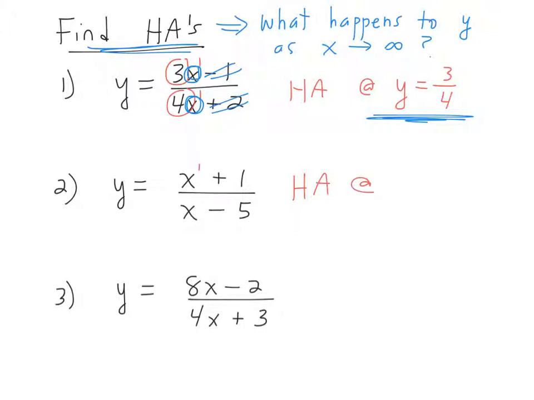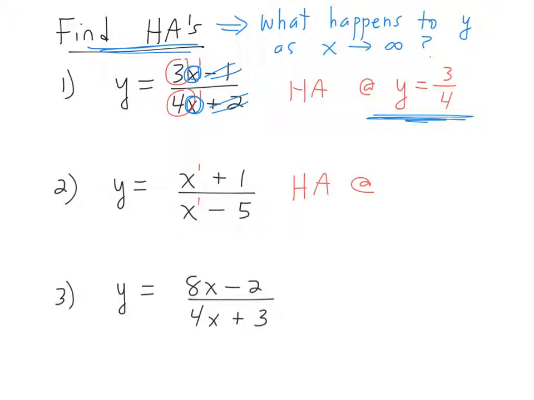Next one here, once again, we see we have equal powers, so it's not bottom heavy. By the way, if it were top heavy, then you at least don't have a horizontal asymptote. We'll leave it at that. That's not really something we look at in this course. Either it's bottom heavy or you have equal powers.